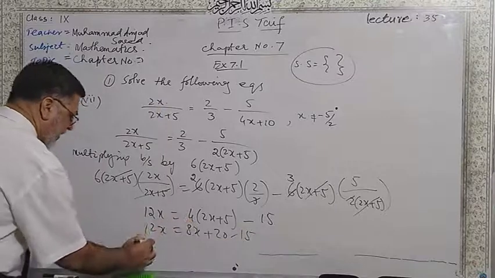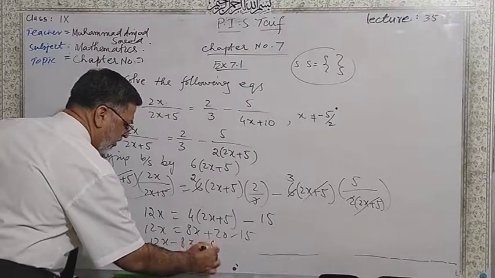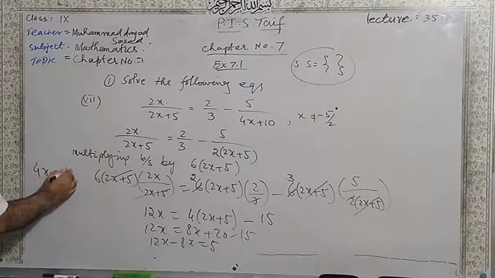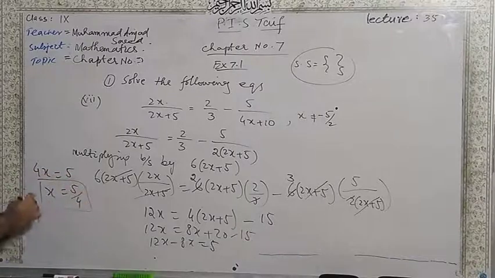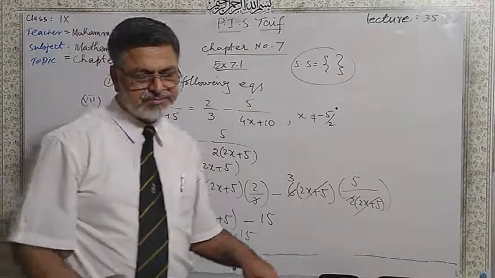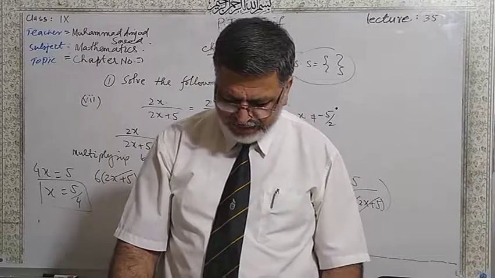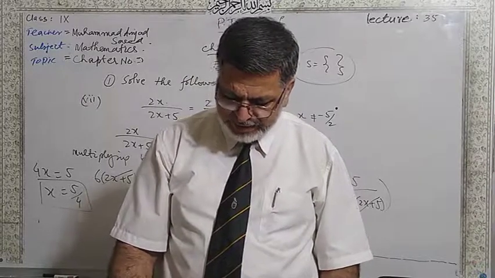Bring this 8x to the left hand side. 12x minus 8x is equal to 20 minus 15 is equal to 5. You brought this 8x to the left hand side. 4x is equal to 5 and x is equal to 5 by 4. That's your answer. After that, we can take part number 8.